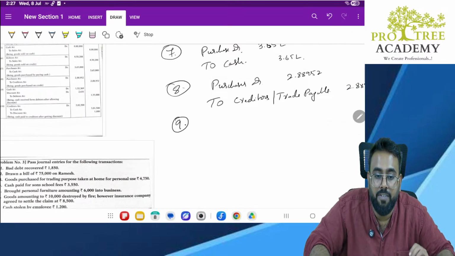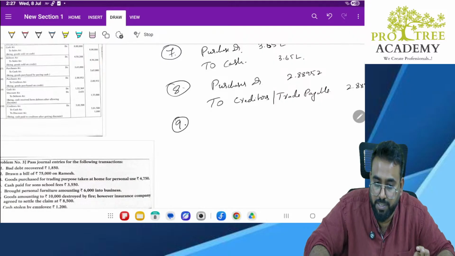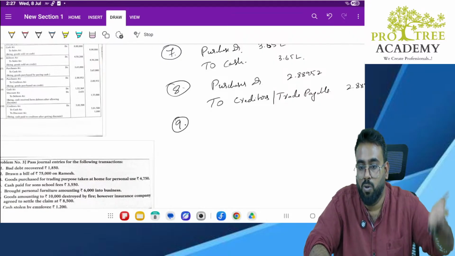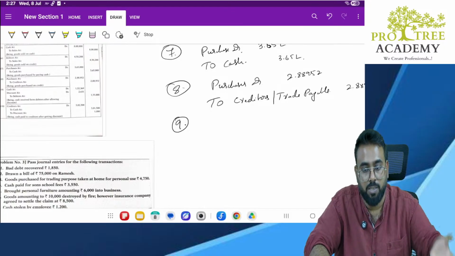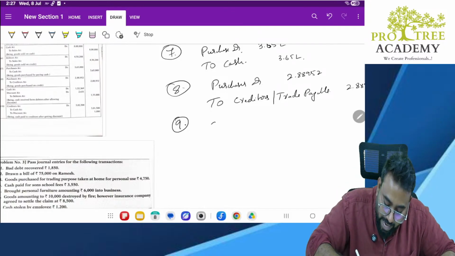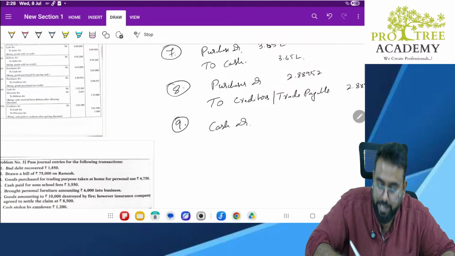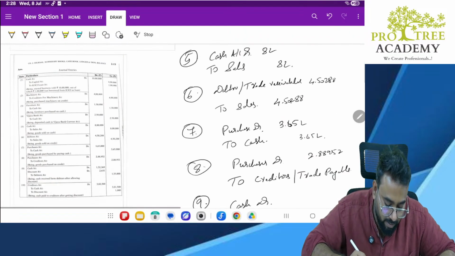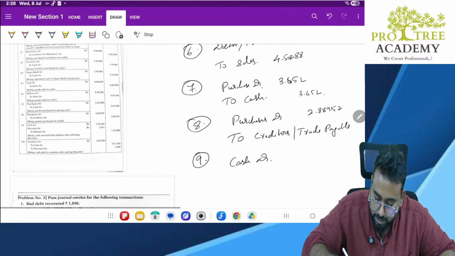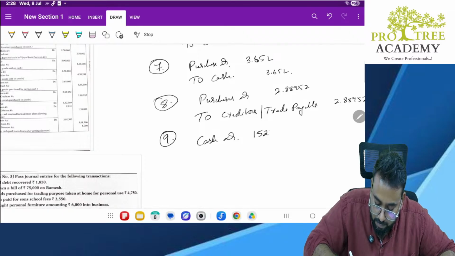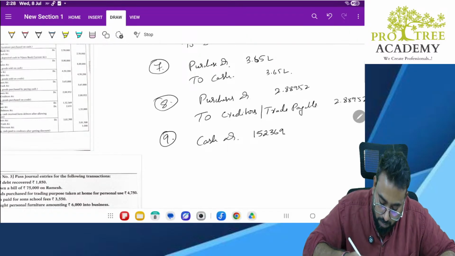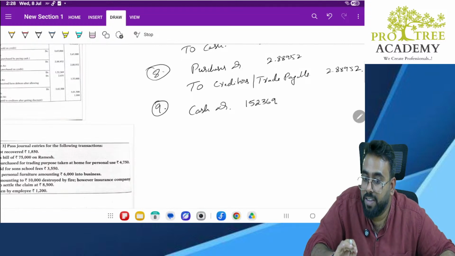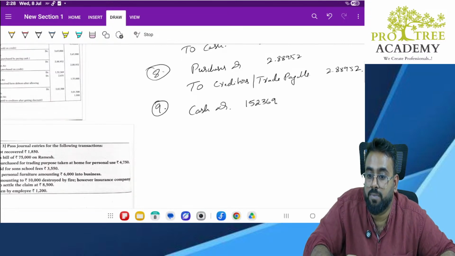First, are we collecting cash? Yes. Correct or no? We are collecting cash. Cash is an asset. So asset goes up or comes down? Goes up. When we collect cash from our customer, it will go up. Correct or no? So cash debit. How much we are collecting? 152,369. Correct? Yes. Correct?